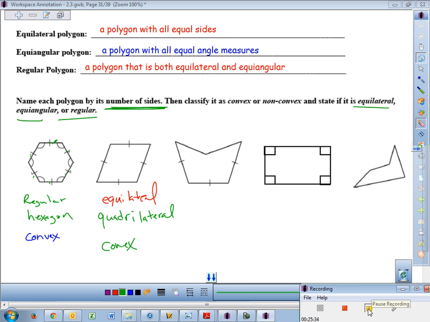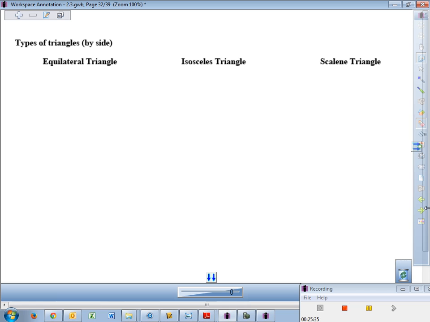Is that all? No. Types of triangles by side. You can also call triangles by their angles. Do you know what kind of triangles you have by angles? Acute triangle, right triangle, and obtuse triangle. That's not what we're talking about. We're talking about their sides.